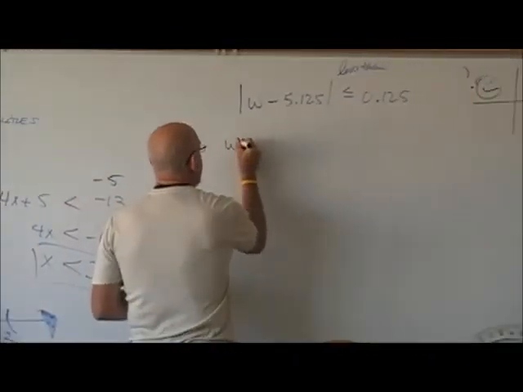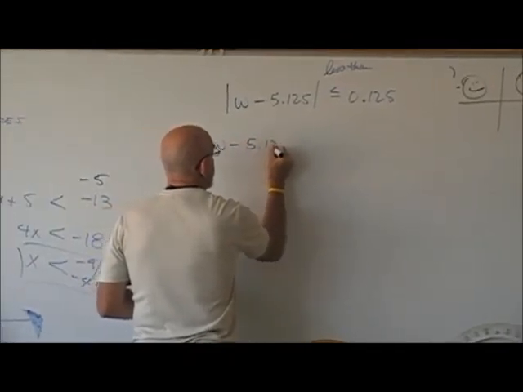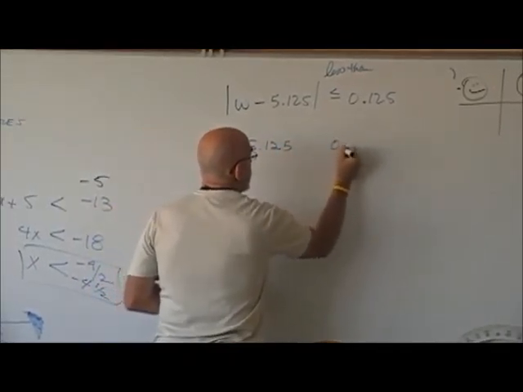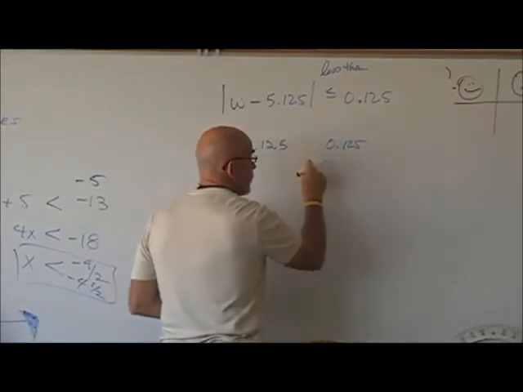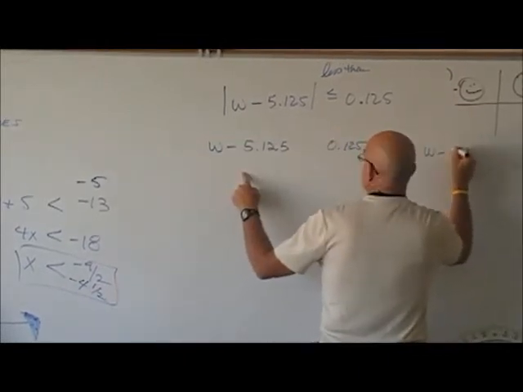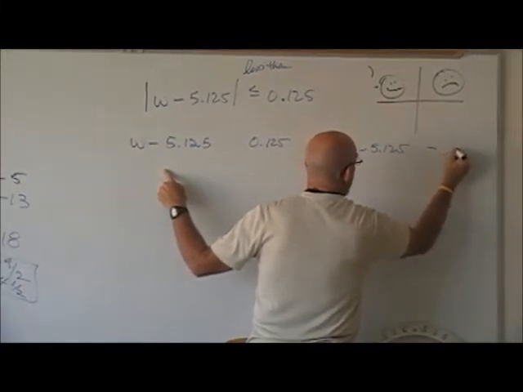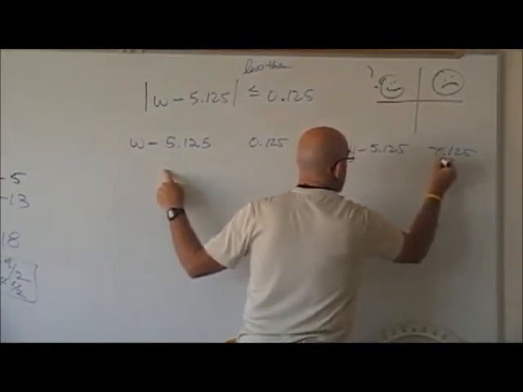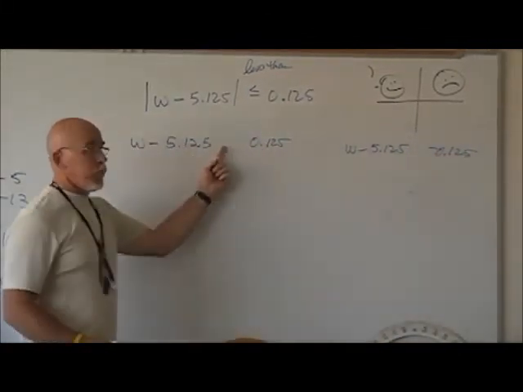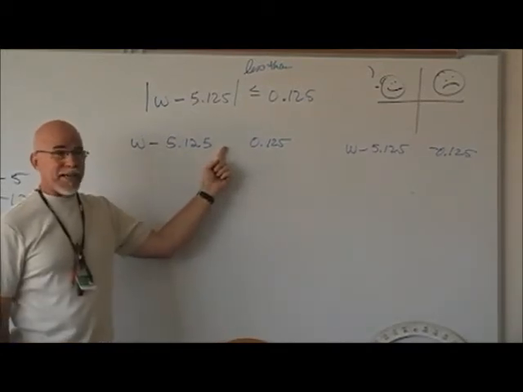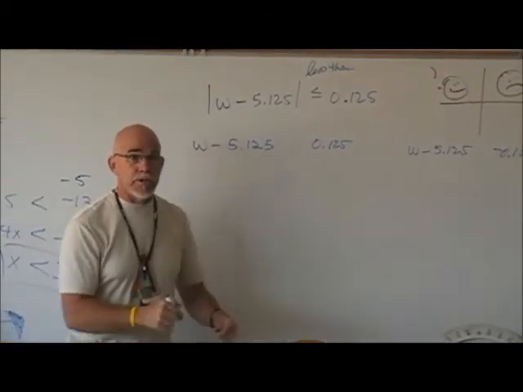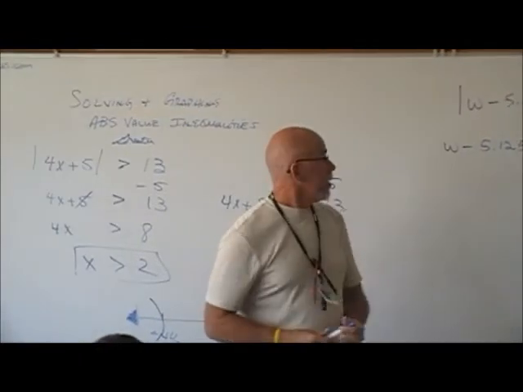How do you know how to write these inequalities? I'm going to put a positive value, and I'm going to make a negative, right? Negative 1.25. But I don't know what symbol to put in between. Is it going to be less than or is it going to be greater than? I don't know yet. So here's how you decide.